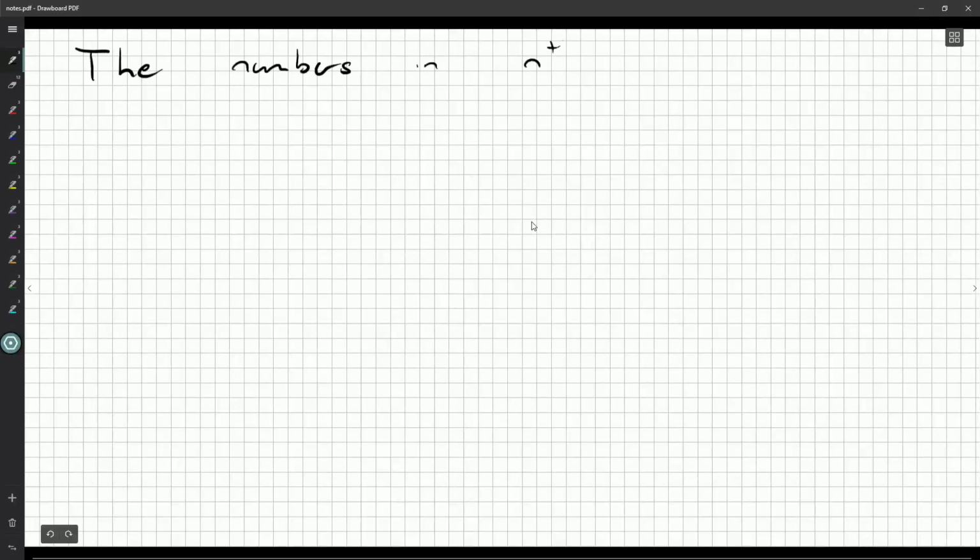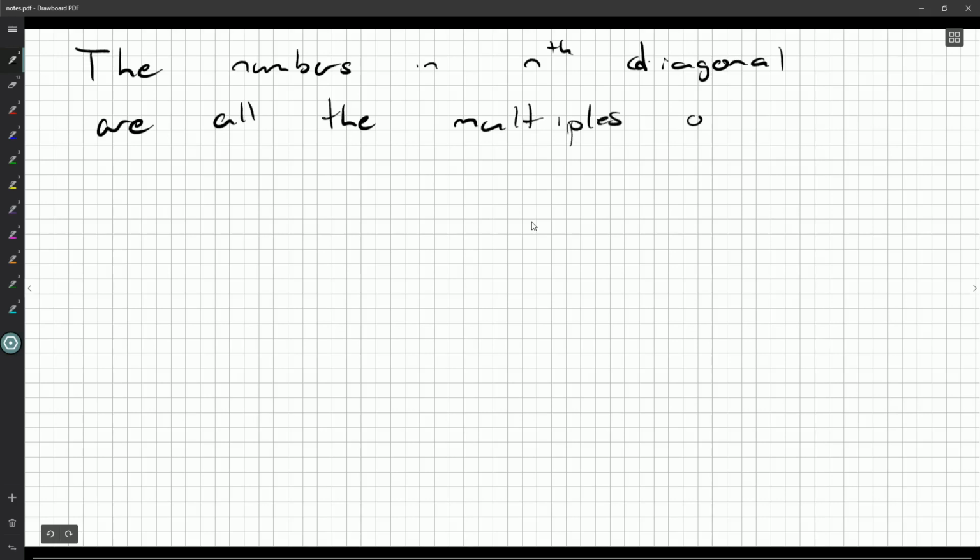In fact, based on their definition, the numbers in the nth diagonal, I don't know why I keep calling them columns, are all the multiples of n. So if I want to look for a number like 6, what diagonals might it appear in? It has to be a base number, like 1, 2, 3, or 6, that is a factor of 6.